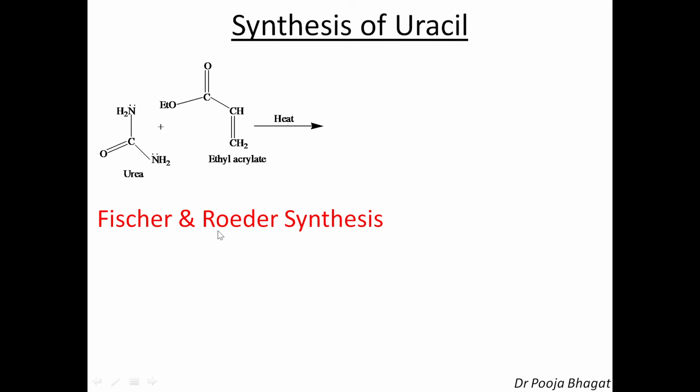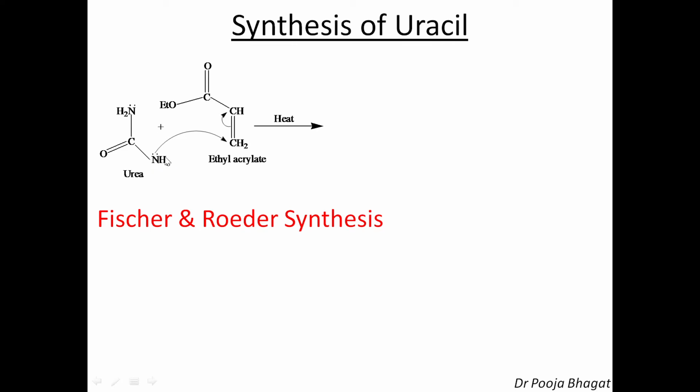This synthesis is given by Fischer and Roeder. So the name is Fischer-Roeder synthesis. And as you can see, here we are taking urea molecule plus this molecule. This is ethyl acrylate. I think all of you know what acrylic acid is. CH2 double bond CH-COOH. This is acrylic acid. In acrylic acid, the H of the acid is replaced by ethyl group. So it is ethyl acrylate. Now when you heat the two, urea and ethyl acrylate, then what happens? The lone pair of electrons on nitrogen will attack this carbon and the pi electrons will shift towards this carbon. What will happen? So now there is a bond between the nitrogen and carbon.